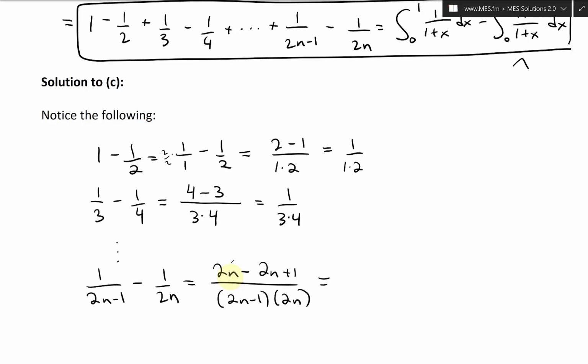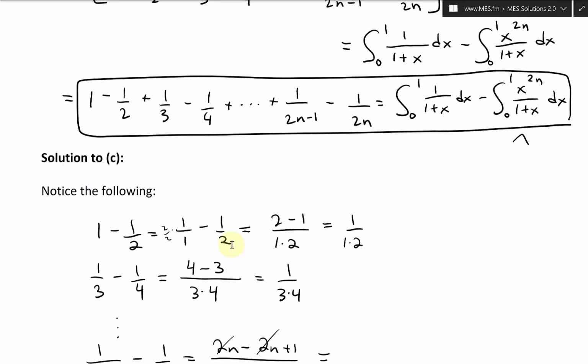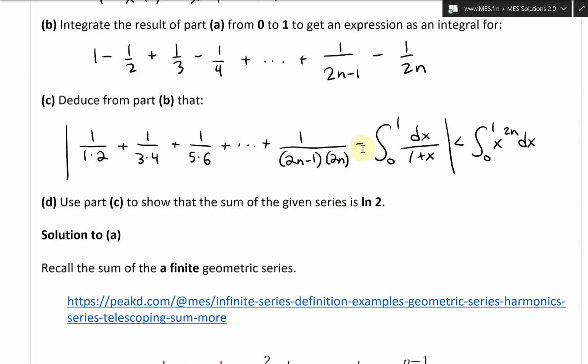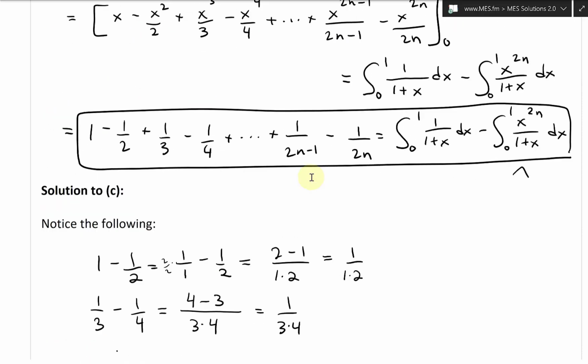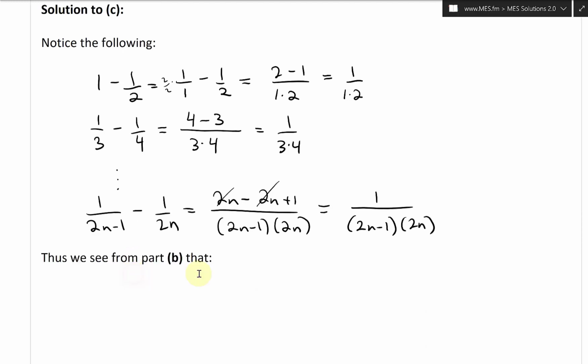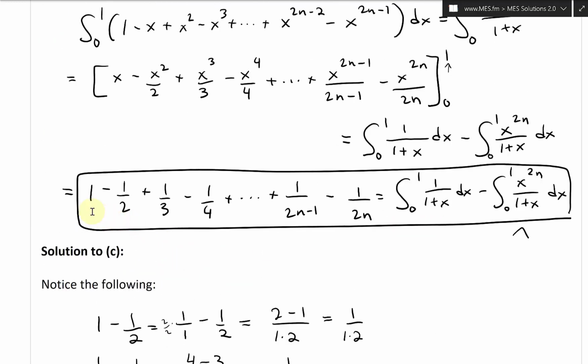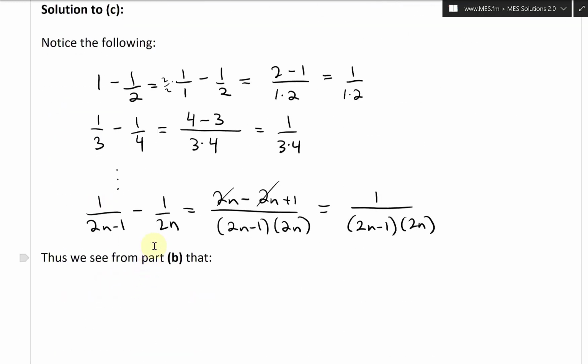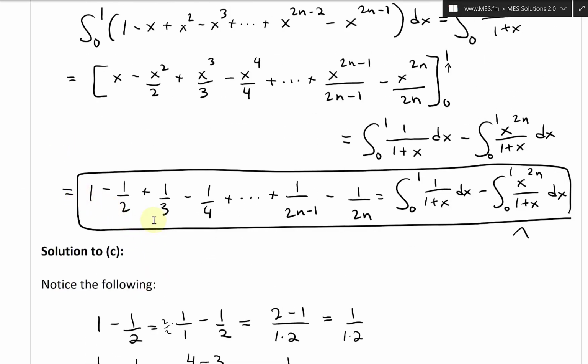And this equals 2. Well, this cancels, and we don't need to go any further because that's what we were asked to show. That just remains like that. So then those cancel, and we're just left with 1 over 2n minus 1 times 2n, like that. Alright, so now that we have this, thus we see from part B, we could write this all in that form that we were told in the question C.